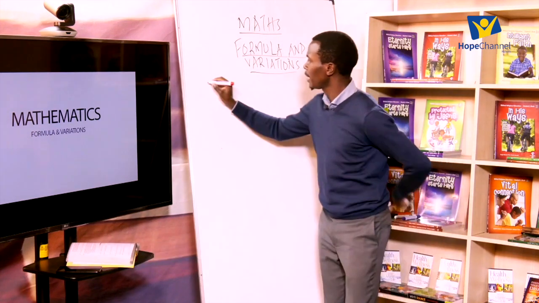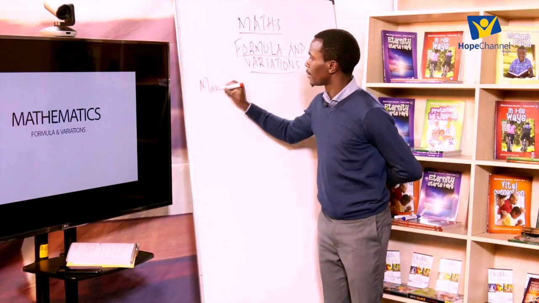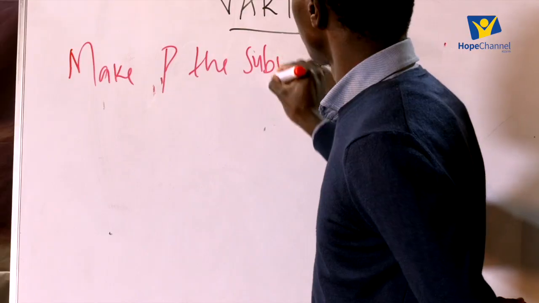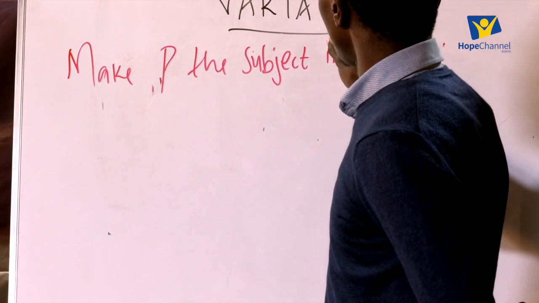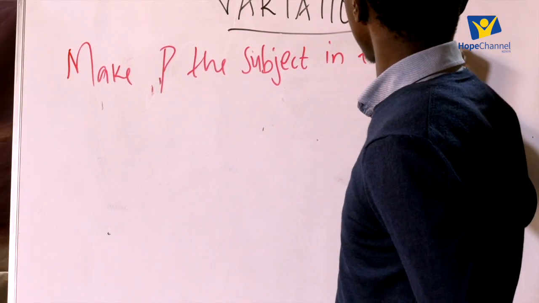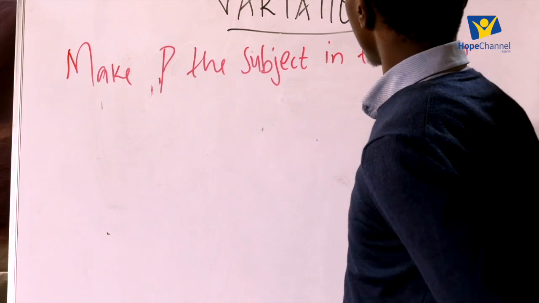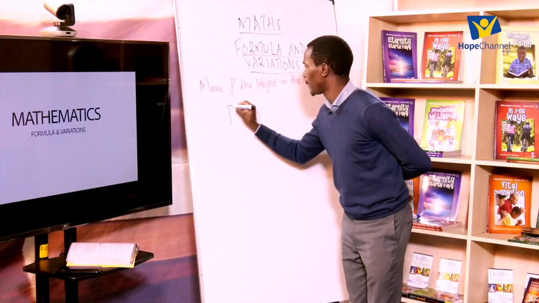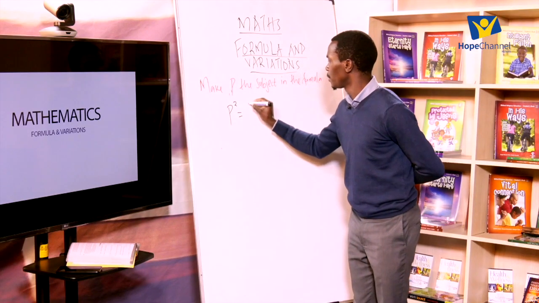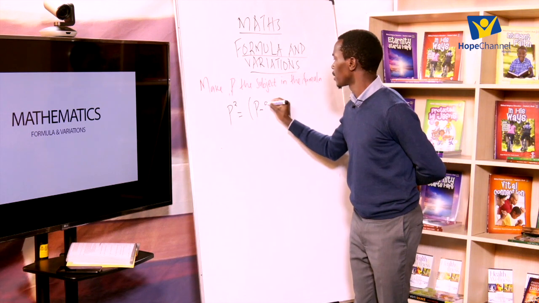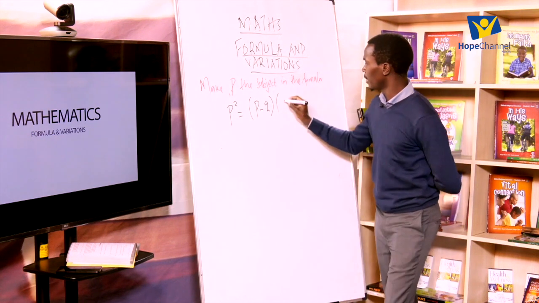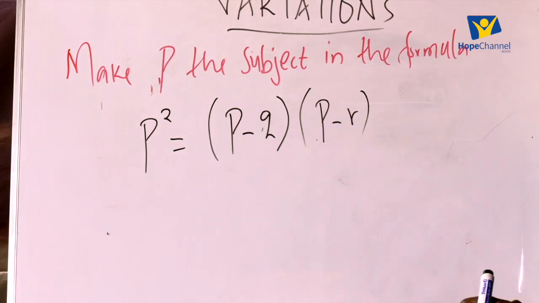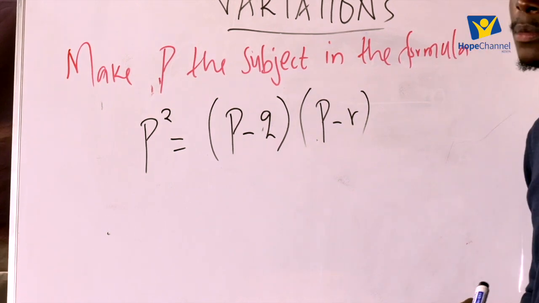So the question says make P the subject in the formula. So the formula is P squared is equal to, in brackets, P minus Q, brackets P minus R. You're supposed to make P the subject in that formula.